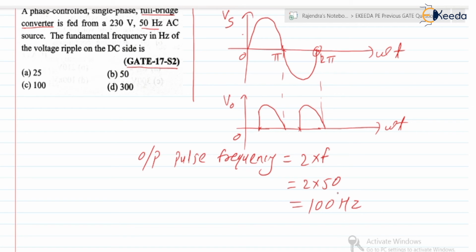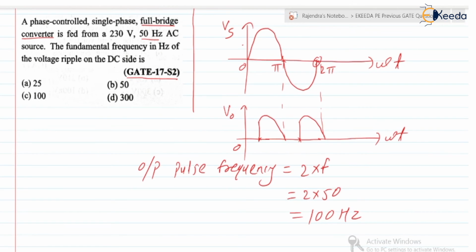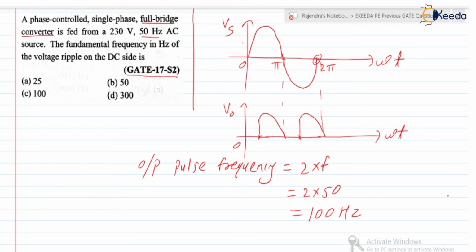And important to note, the output pulse frequency or the ripple frequency is nothing but the same as that of the fundamental frequency, because the fundamental component has a frequency which is same as that of the output pulse frequency, right? So it is 100 hertz. So option C is the correct option.